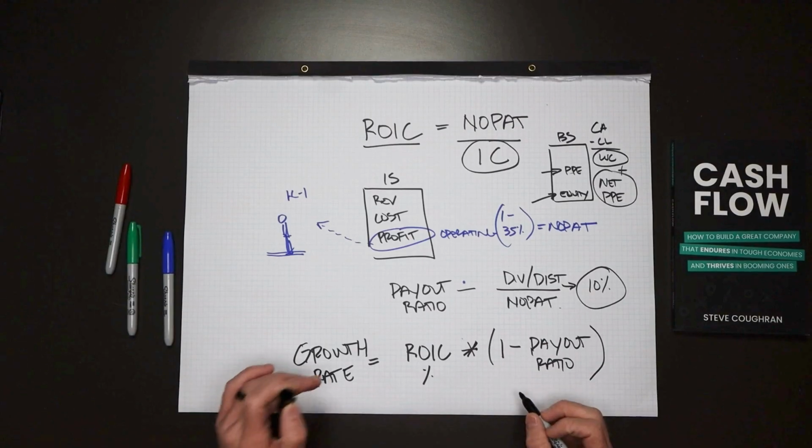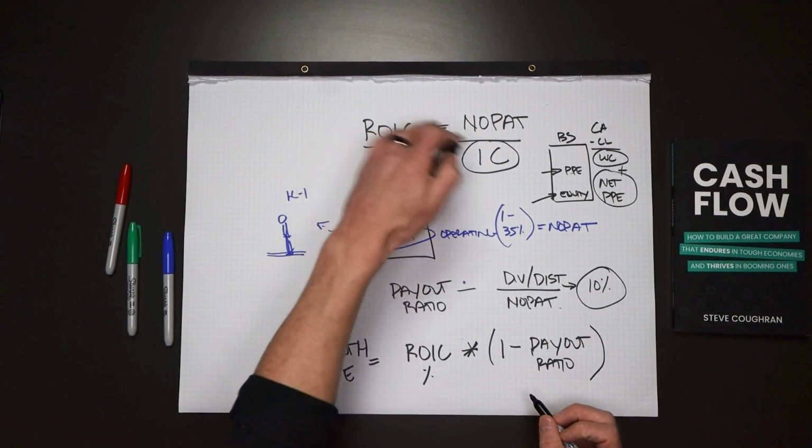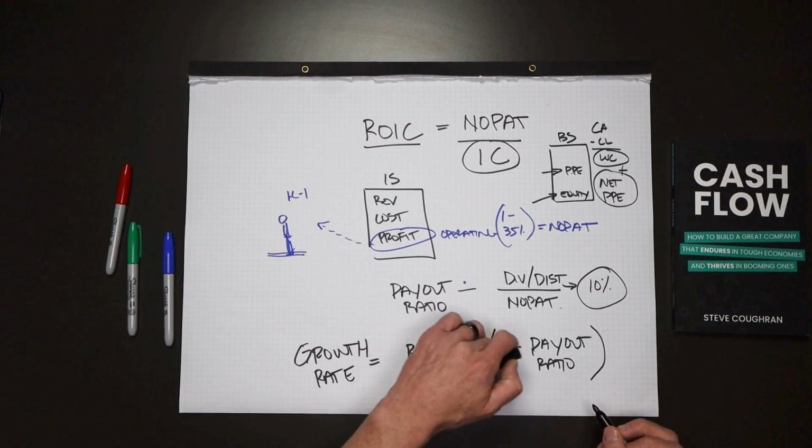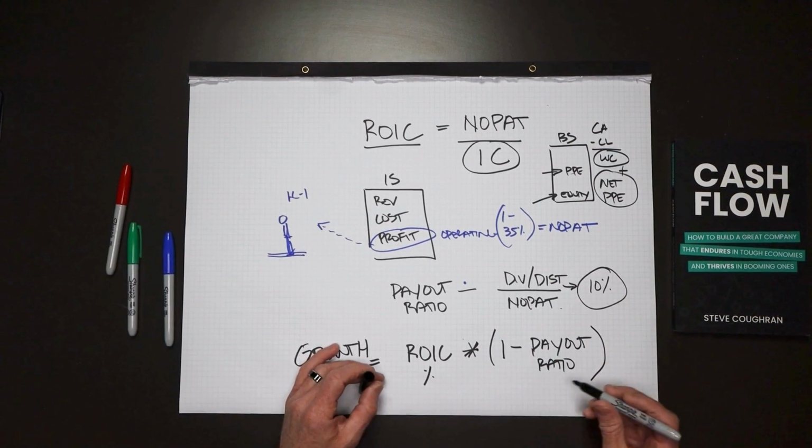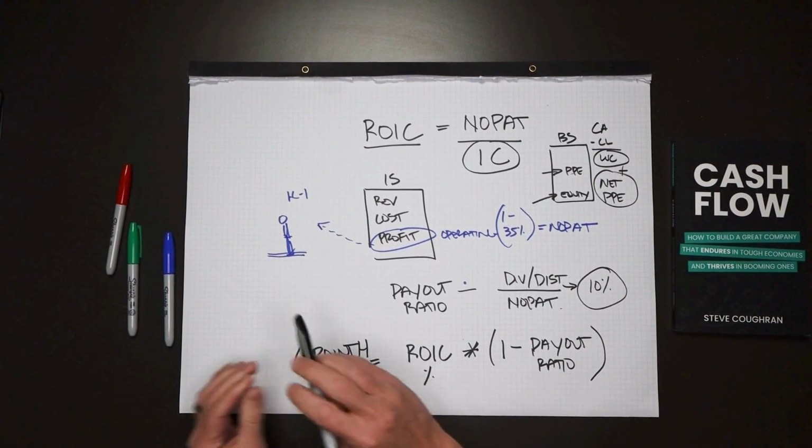But this isn't that hard. You got this. You totally got this, okay? So your growth rate is return on invested capital, we talked about how to compute that, times 1 minus your payout ratio. In other words, how much of your profits are you distributing? Okay, let's put some numbers to this.